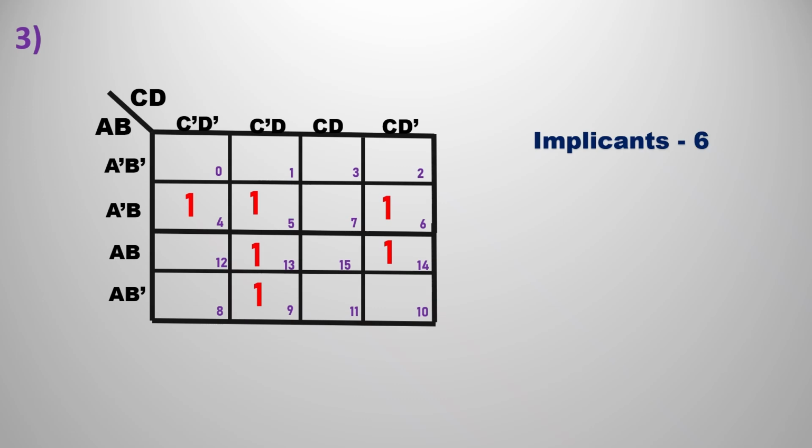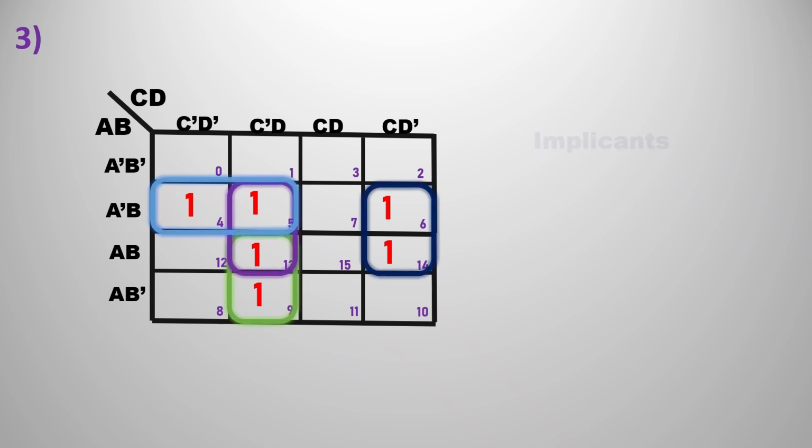In the next example, if you take it somewhat like this, we have a total of 6 ones, or 6 minterms. According to the 6 minterms, we can also say that we have 6 implicants. These are the 4 groups that we can make, and these 4 groups are known as prime implicants. The groups are blue, purple, green and dark blue.